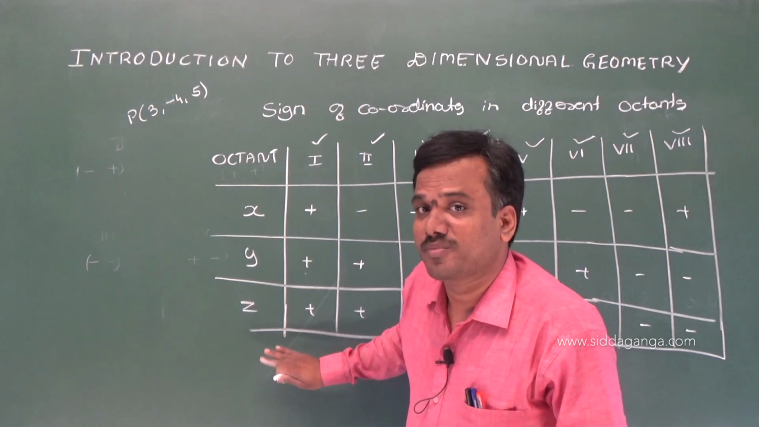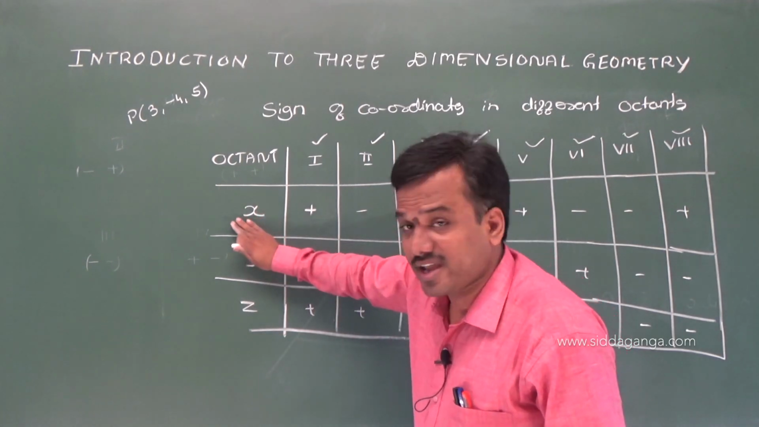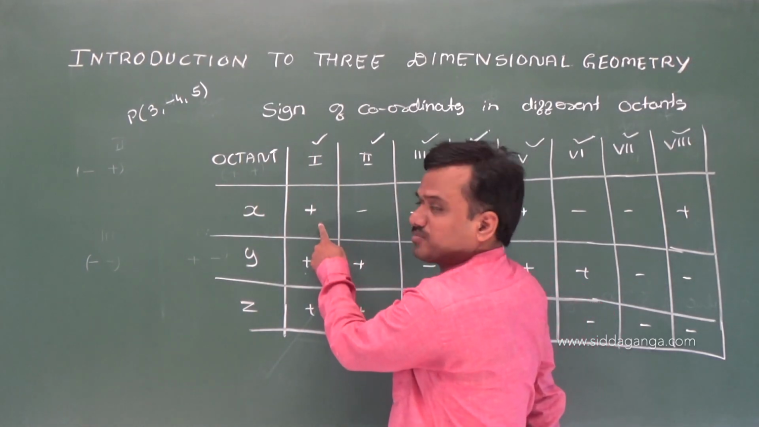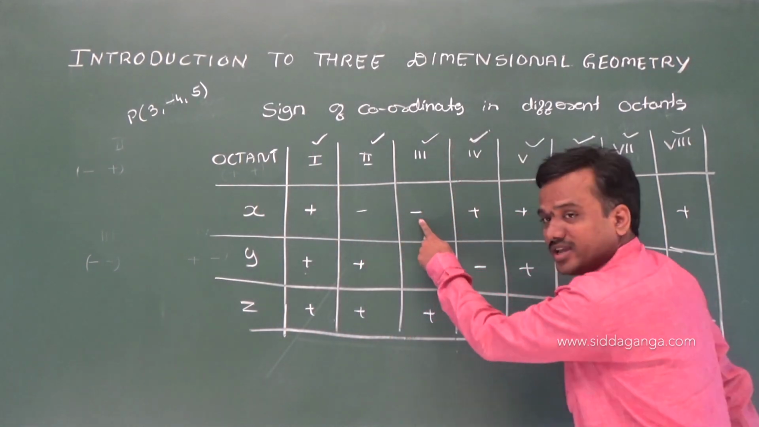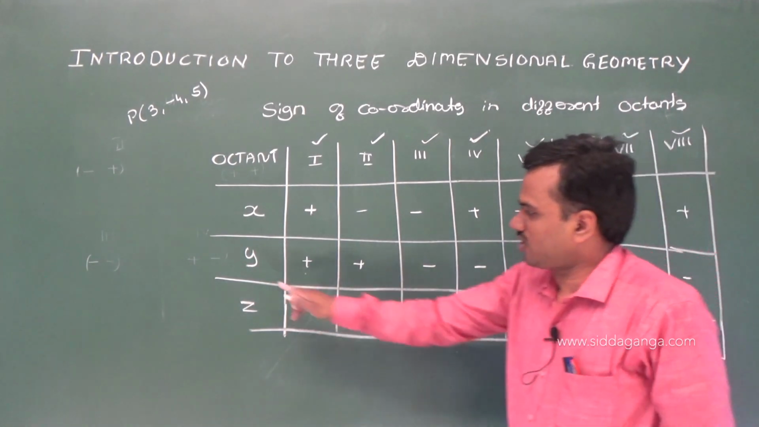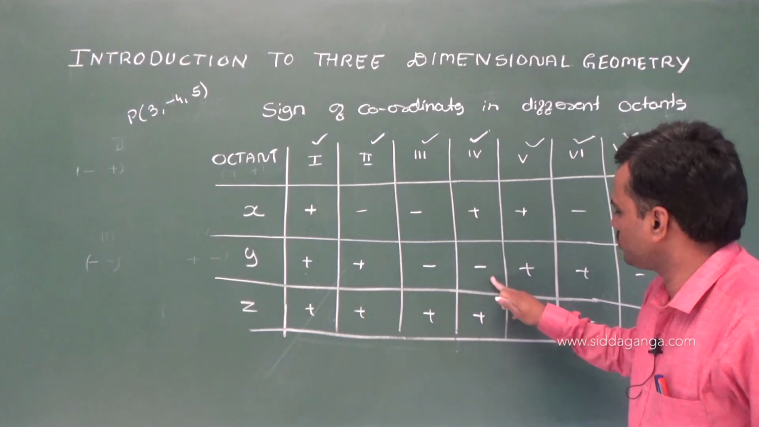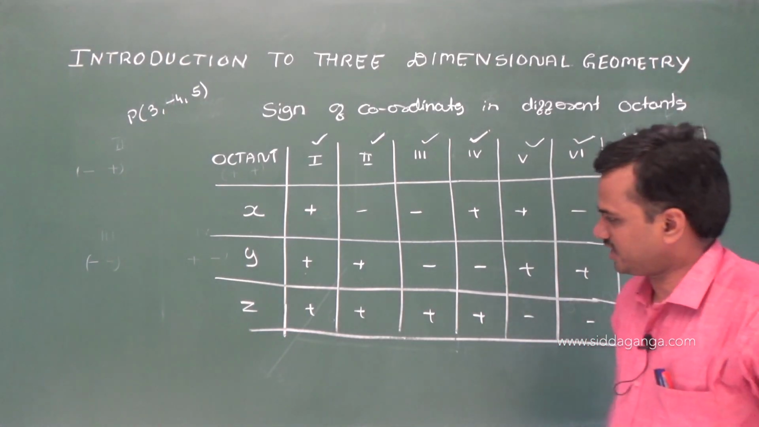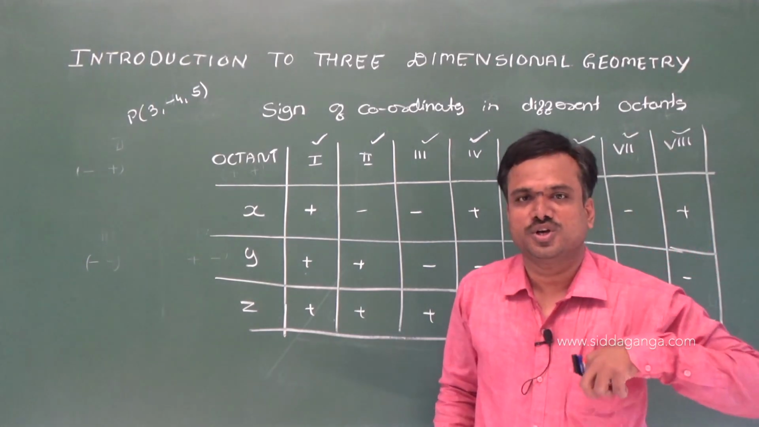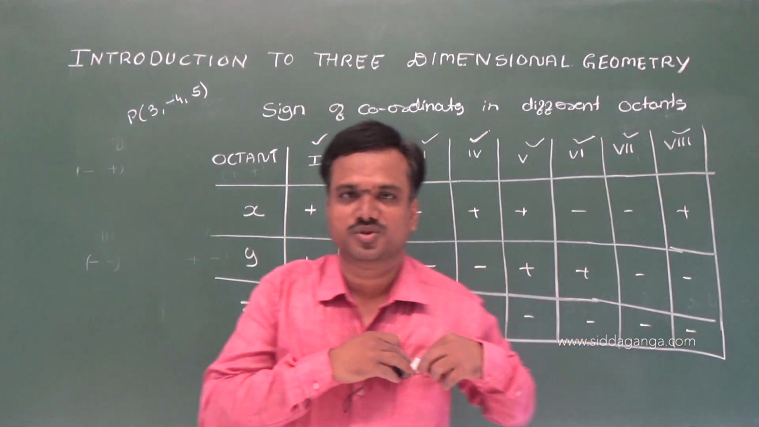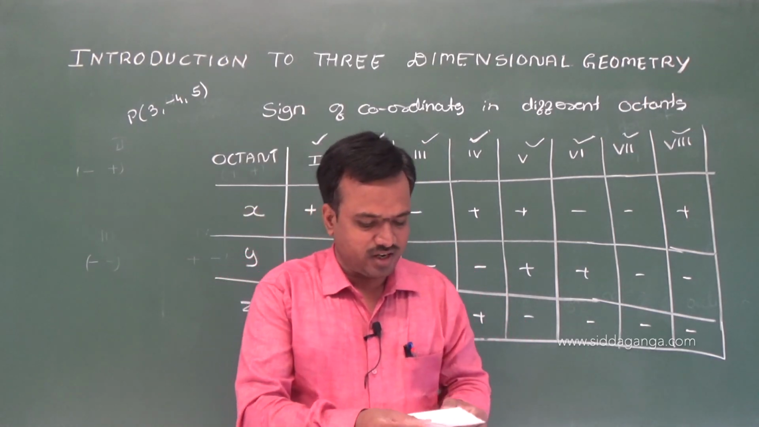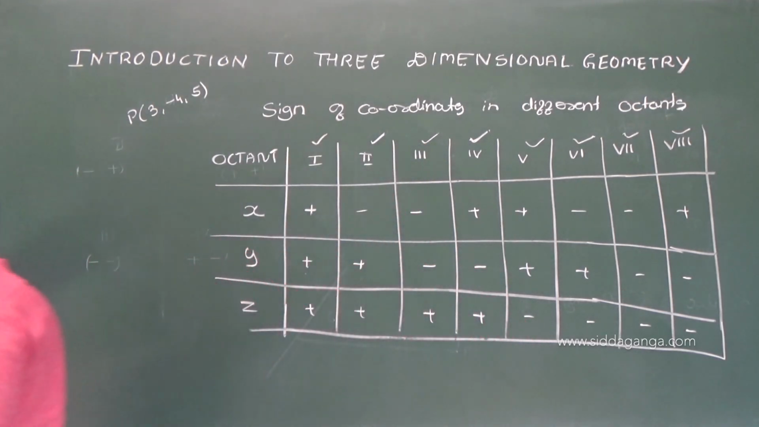So how to remember this table? Once again, for the x coordinate, first we write plus, then 2 minus, 2 plus, 2 minus, plus. For the y coordinate, 2 positives, 2 negatives, 2 positives, 2 negatives. For the z coordinate, 4 positives, 4 negatives. So we will see the problems. In the exercise, name the octant.